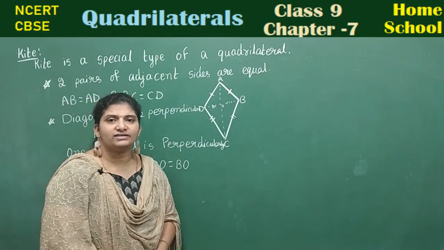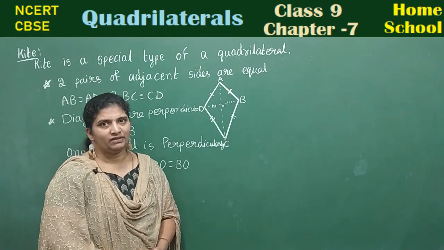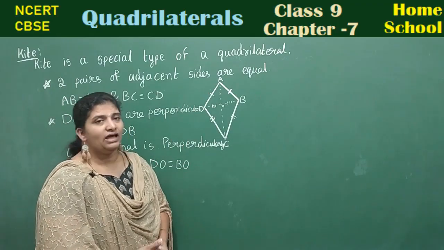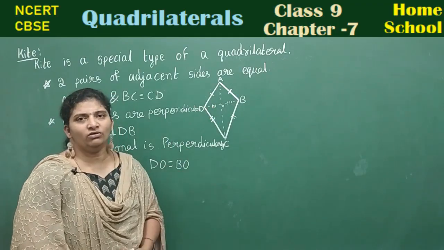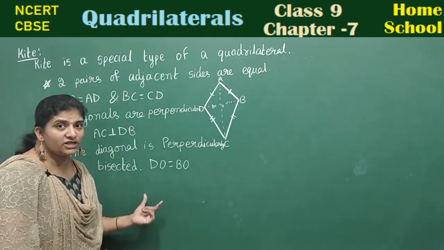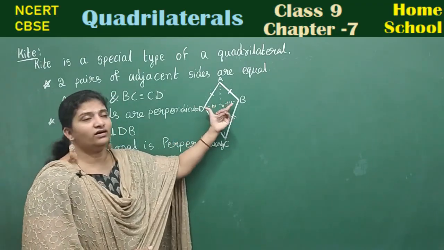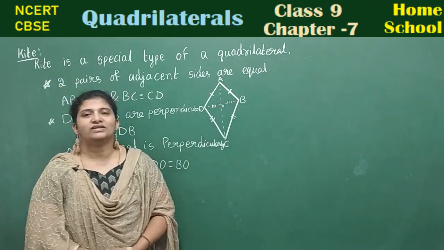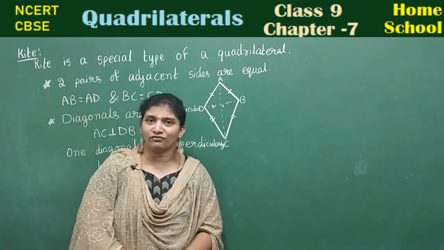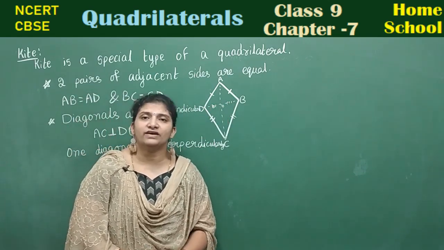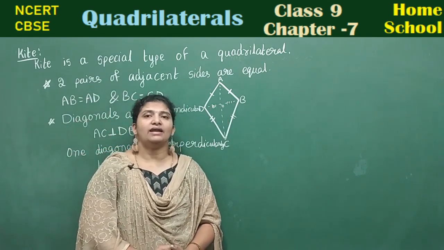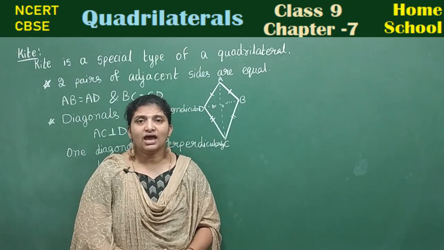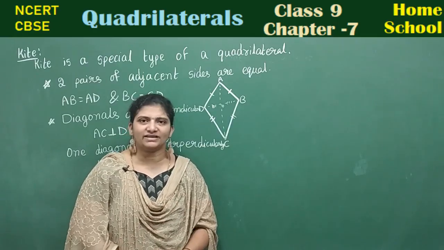And the 2 diagonals are perpendicular. What are the 2 diagonals perpendicular? AC is perpendicular to BD and DO is equal to BO. This is one of the special properties. It is only for a kite. These 2 lengths will be equal. Okay. What is a kite, children? It is a special kind of quadrilateral where 2 pairs of adjacent sides are equal and it has 2 diagonals. Diagonals are perpendicular to one another and one of the diagonals is bisected.